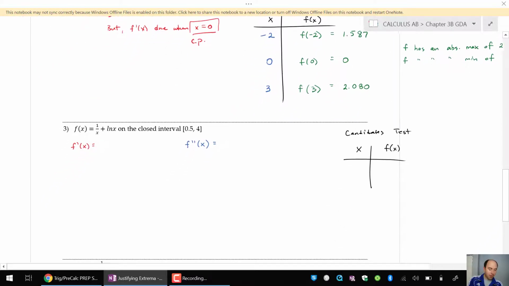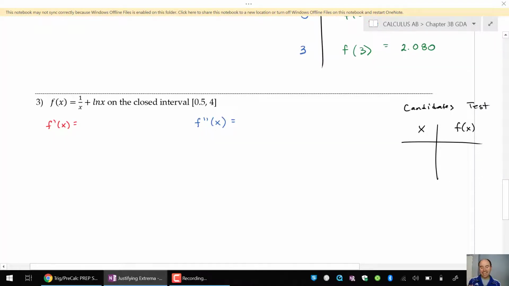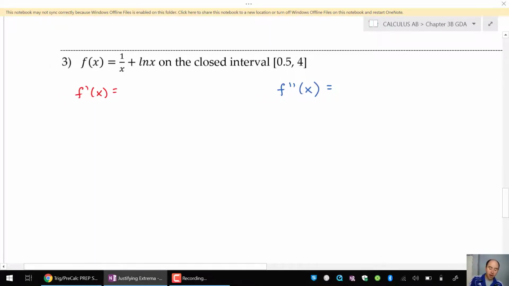Another example, number 3. New function, another closed interval. So I've got to keep that candidates test sort of in the back of my mind because I have endpoints that I have to check. But what I'd like to do with this one is actually do the second derivative test and just show you how that might work on a different function. So let's find f prime. F prime will be, that's really x to the -1st, by the way, plus ln of x. So power rule, -1x to the power of -2 plus 1 over x.